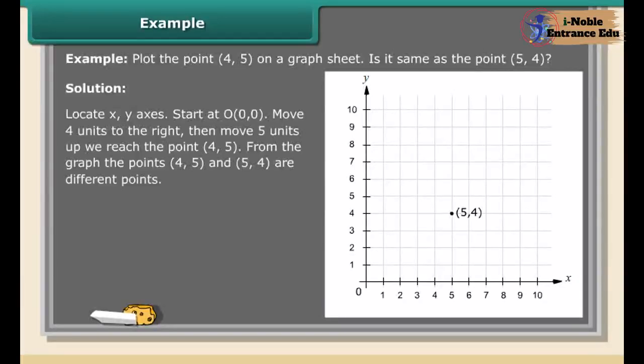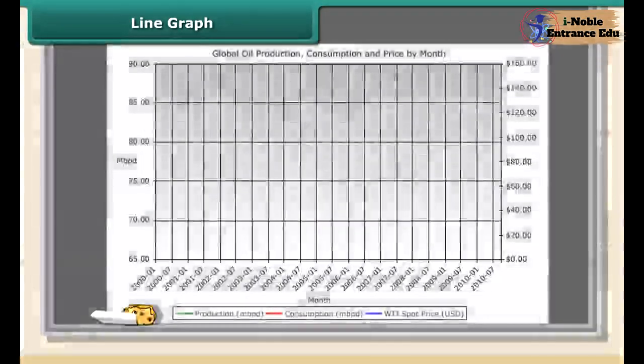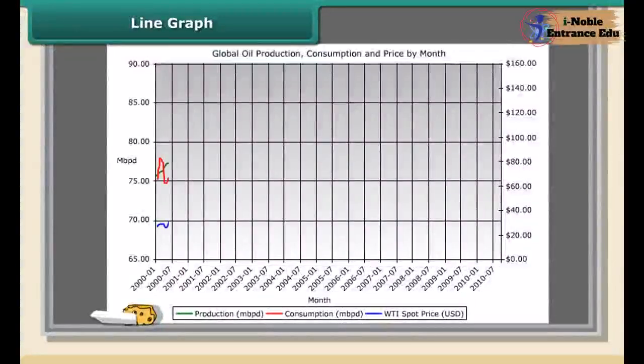Example. Plot the point (4, 5) on a graph sheet. Is it the same as the point (5, 4)? Solution. Locate the x and y axes. Start at O (0, 0). Move 4 units to the right, then move 5 units up. We reach the point (4, 5). From the graph, the points (4, 5) and (5, 4) are different points.